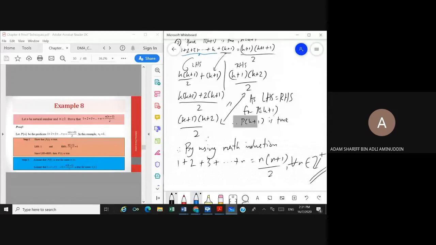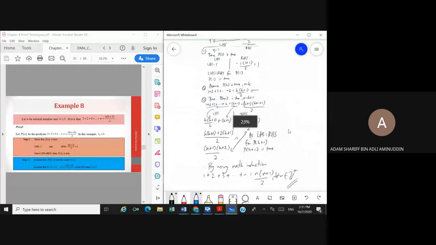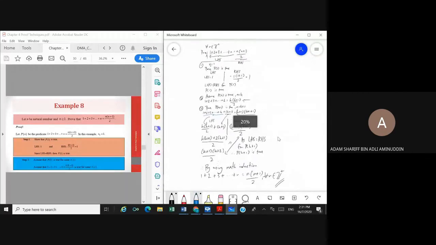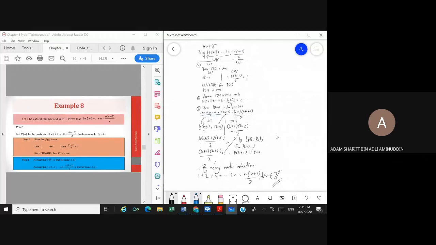This will be a long proof. You see, one page. Then we complete the math induction. How many marks? Usually 10 marks. If you manage to do this very well, you can easily get 10 marks.